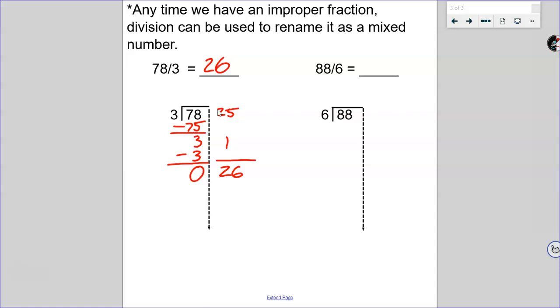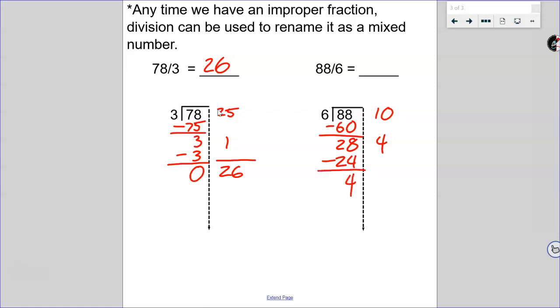One more, 88 sixths. If I want to know what 88 sixths is, I would have to split that up into as many groups of 6 sixths as I can, which is the same thing as dividing by 6. So let's do 6 times 10 to start. 6 times 10 is 60. I subtract that, leaves me with 28. Now I'm going to do 6 times 4, because 6 times 4 is 24. And when I subtract that, that leaves me with 4.